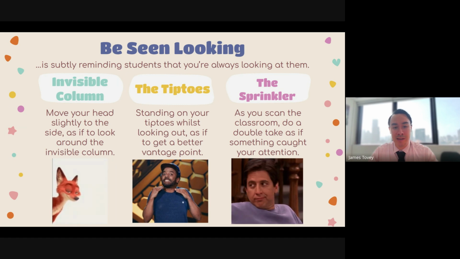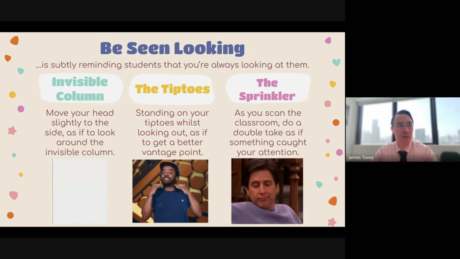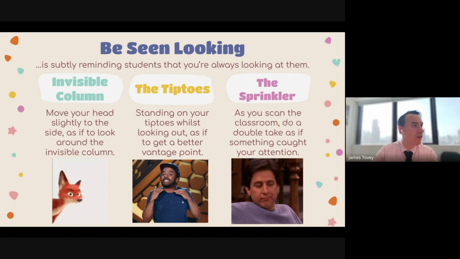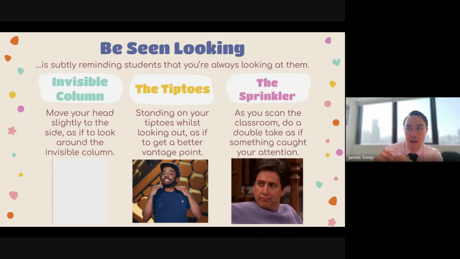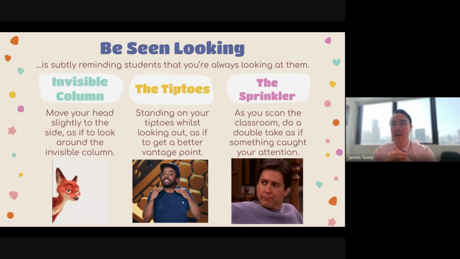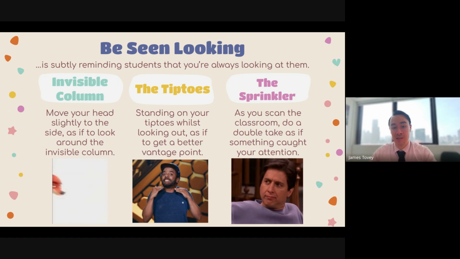Now the sprinkler, it's like a double take. As you scan the classroom, you're looking from one way to the other. As you're going across, what's that? Go back and look as if something did catch your attention. Maybe something did catch your attention, or you could just act like, is that Ray Romano in the GIF? So something like that basically helps them. Yeah, say, did the teacher actually catch me doing this or not? So get them thinking like, is the teacher seeing me?